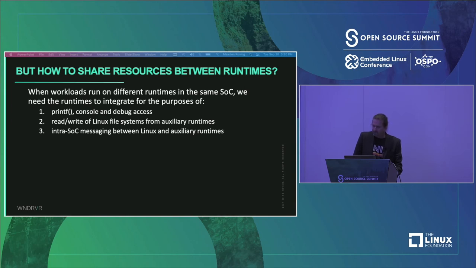So once you're partitioning like this, the question is, well, now how do you have your runtimes collaborate? Printf, incredibly important today. You need to be able to see what's coming out of your console. You might even want to get access to the serial port for the console or the serial stream to issue some commands and interact with your real-time or safety payload. That payload may want to read or write Linux files, and it might want to send messages to the part of the system that is not real-time or safety.